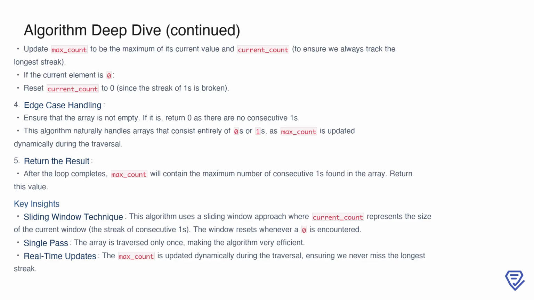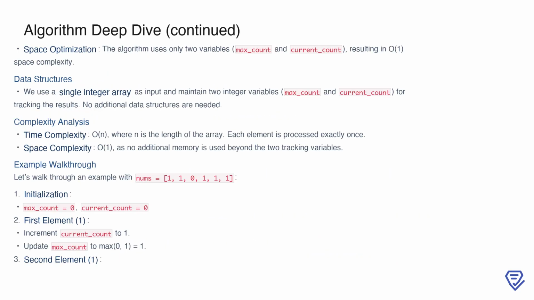The sliding window approach ensures that we dynamically track and reset streaks as needed, processing the array in a single pass for optimal efficiency. The algorithm is highly space efficient, requiring only two variables, max_count and current_count, resulting in a constant space complexity of O(1). The input is a single integer array, so no additional data structures are necessary. From a complexity perspective, the algorithm processes each array element exactly once, resulting in a time complexity of O(n), where n is the array's length.